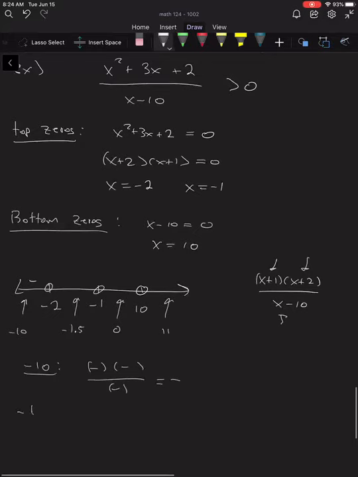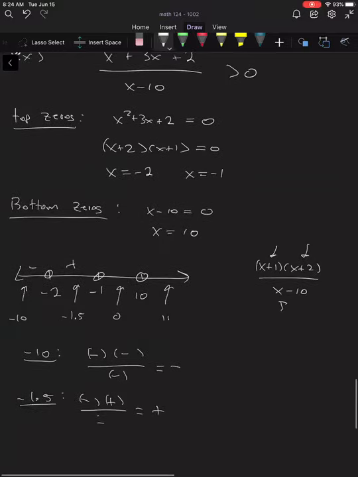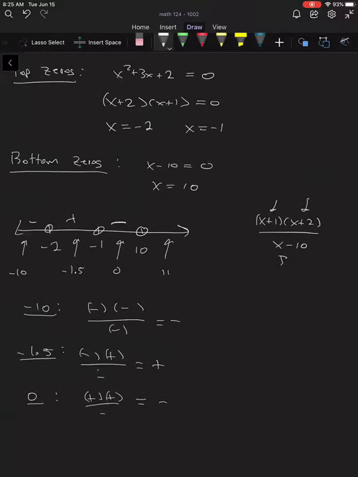Now we plug in minus 1.5. The first one on top is negative, the second one is positive, and the bottom one is negative. So 2 negatives and a positive give us a positive, so we put a plus sign there. Now 0. Both tops are positive, and the bottom is negative, so 2 positives and a negative give us a negative, so we put a minus sign there. And 11, everything's positive, so we put a plus sign here.